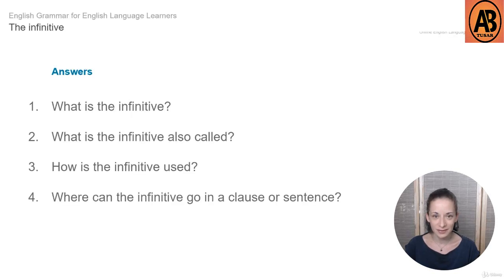So how did you get on with those questions? Number 1, the infinitive is the base form of a verb with to. So for example, the verb be, the infinitive is to be. I'm not sure if I mentioned this, but the infinitive is also sometimes called the to infinitive as well.